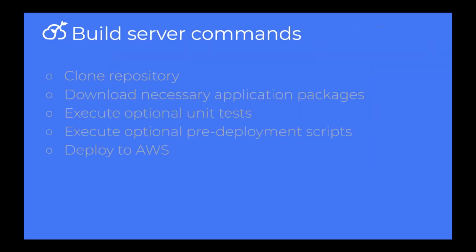Now, before addressing how we retrieve the data from the build server, let's review how the Trellis build server works. Trellis issues several commands for various tasks. Some of these commands are cloning the repo, downloading the necessary application packages, executing optional unit tests, executing optional pre-deployment scripts, and deploying to AWS.